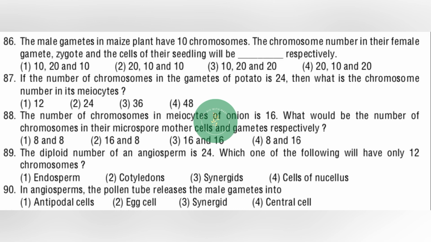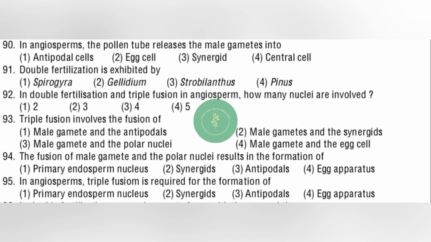Question number 89. The diploid number of an angiosperm is 24. Which one of the following will have only 12 chromosomes? And the option is 3, synergids. Question number 90. In the angiosperms, the pollen tube releases the male gametes into, and the option is 3, synergid. Question number 91. Double fertilization is exhibited by, and the option is 3, Strobilanthes.